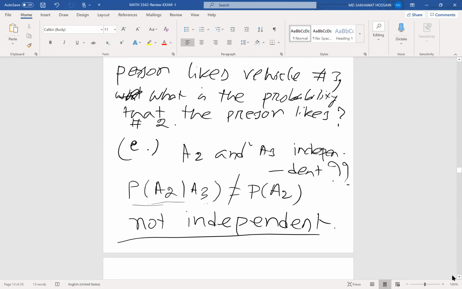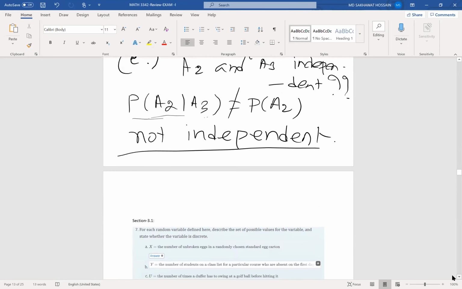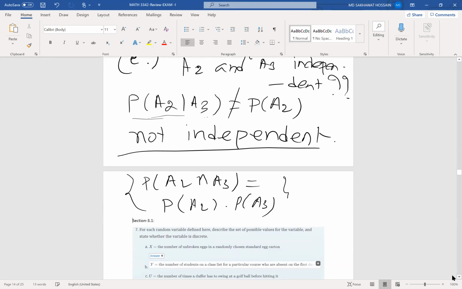And another way is we have the probability of the intersection, we already have this one. So you have to check whether this is equal to the probability of A2 times the probability of A3 or not. If they are the same, then they are independent. If they are not the same, then they are not independent. So check this one.